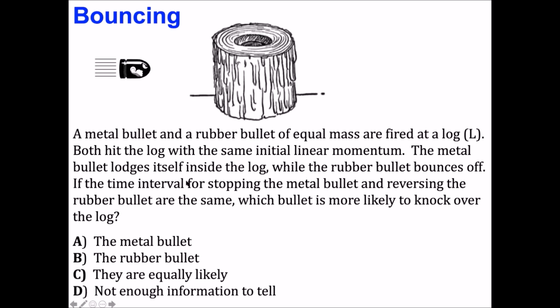So the condition we're going to impose on this problem is that the time interval for stopping the metal bullet inside the log and the time interval that it takes the rubber bullet to strike the log and turn around and reverse its direction are the exact same. Which bullet is more likely to knock the log over? We can think of this in terms of some type of impact force that each bullet is going to apply to the log and cause the log to fall over. So think about this, and we'll get back to you in the next video with the analysis and the solution.